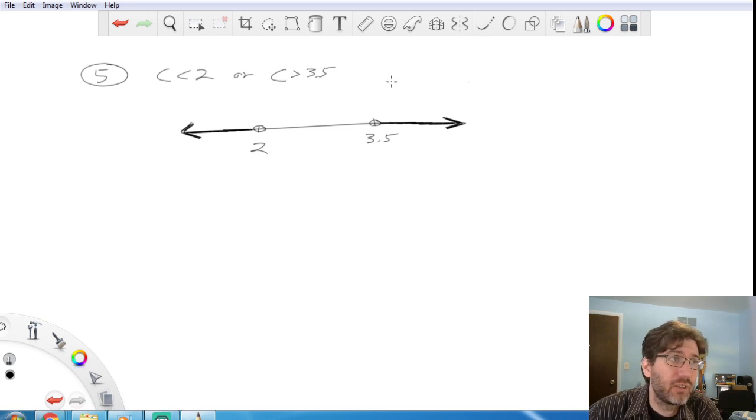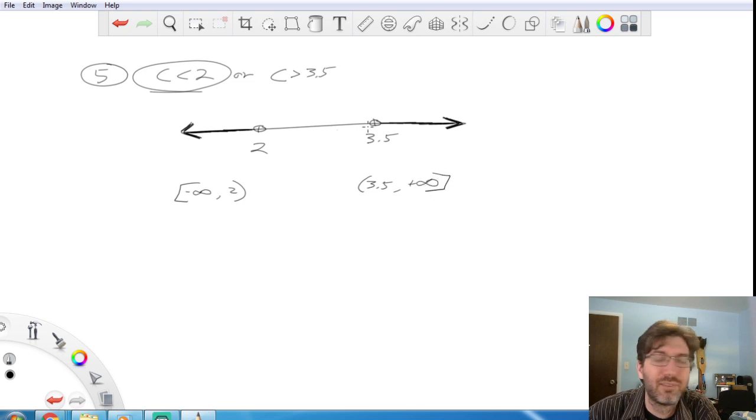Again, instead of writing all of this, people normally just write these things. Or when you get to calculus, it's written like, hey, this goes from -infinity to 2. And over here, this would be 3.5 to positive infinity, inclusive. I don't know why calculus does it this way, but it's a lot easier to me. It makes more sense to me.